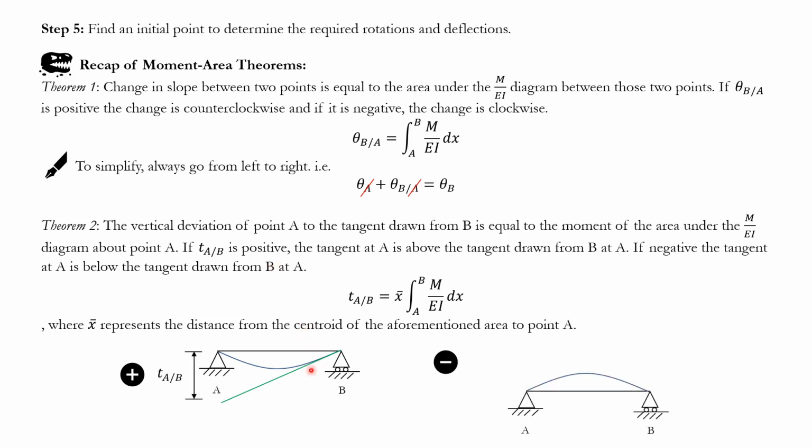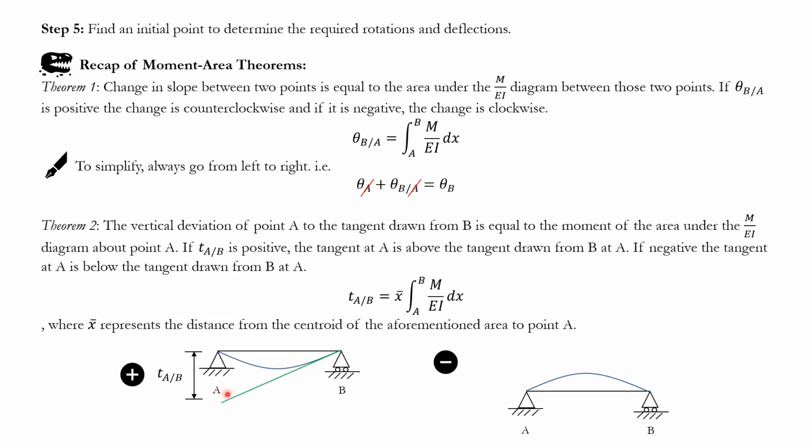But for now, when we talk about TA with respect to B, this means deviation of point A to the tangent drawn from point B. Okay? So TA with respect to B is like this. You're going to draw a tangent from point B. When you get to point A, just draw the deviation.